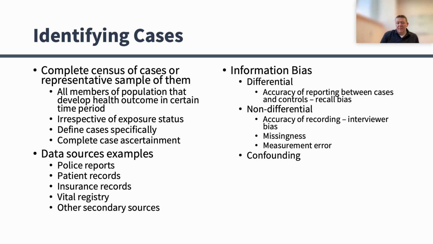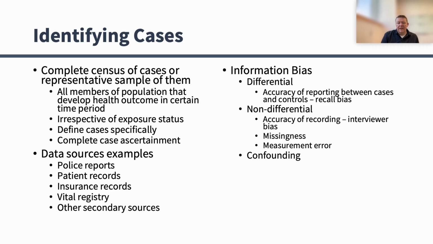So some examples of where we might identify cases from are police reports. Lots of road traffic safety studies or crime studies use police reports. We can also use patient records from hospitals and clinics. We can use insurance records, vital registries for fatal cases, or we can look at other secondary sources that might provide information about our cases besides these, of course.